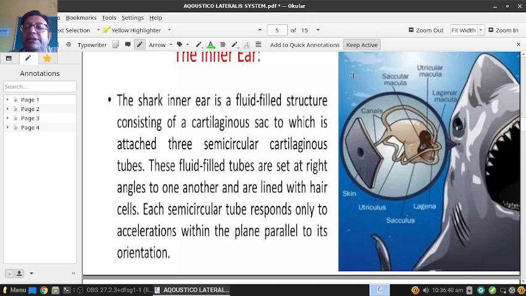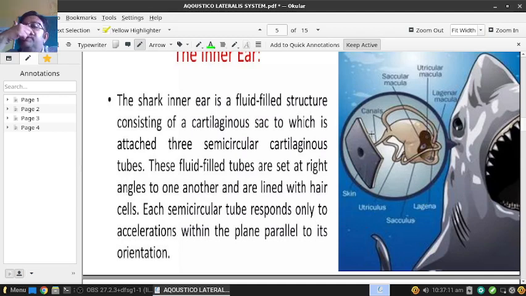You can see one big globular cartilaginous sac. This side is opened up, but it is not usually open. And you find 3 semicircular canals going, moving over here. One is lagena, sacculus, utriculus. Utriculus is the sac, and then you have the different other canals attached to it.